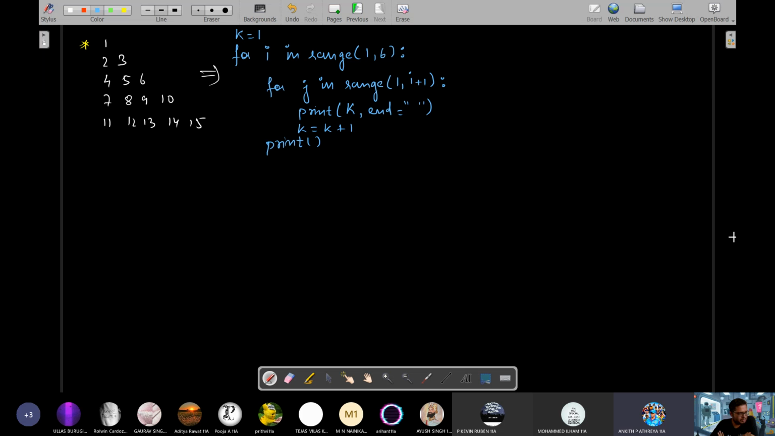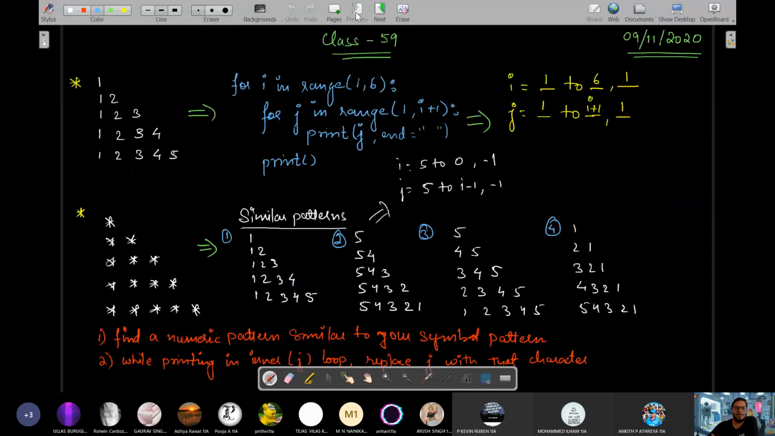Sir, how would it be for 15 and all? You tell me, how did we get 15? How many times will printing be done? Let's come back to this first one. In this, tell me how many times J is being printed. Look, 1 2 3 4 5, 6 7 8 9 10 11 12 13 14 15, right? So yes, sir, K will be incremented 15 times. Do you understand? Whatever number of times J was printed here, 15 times it will be printed and each time it will increment.